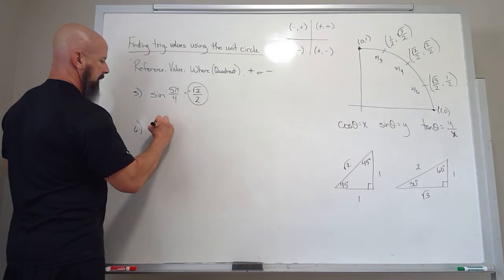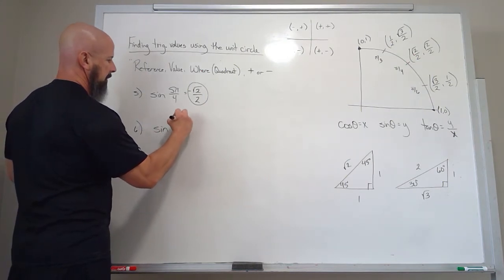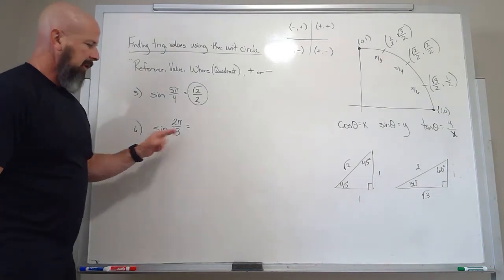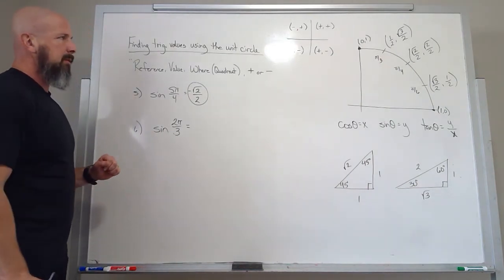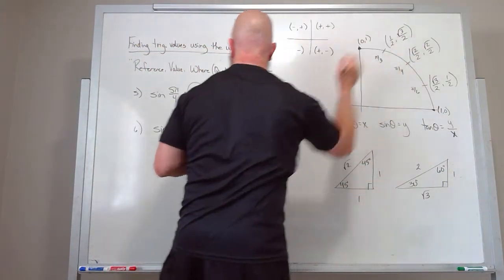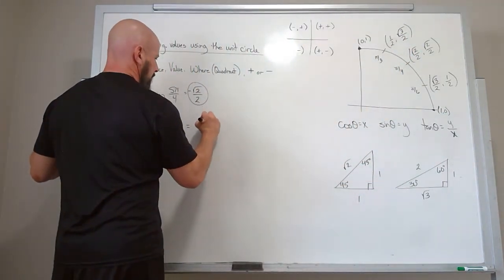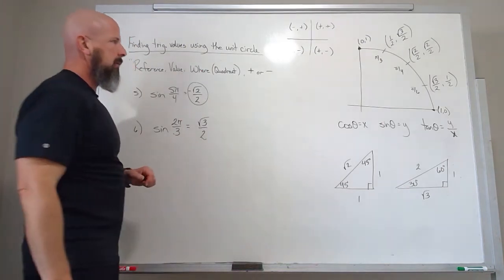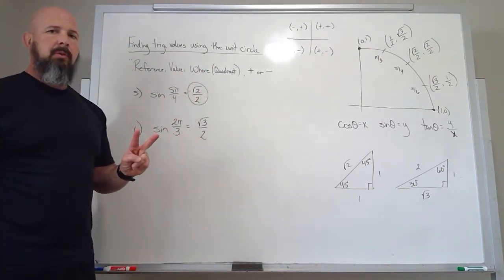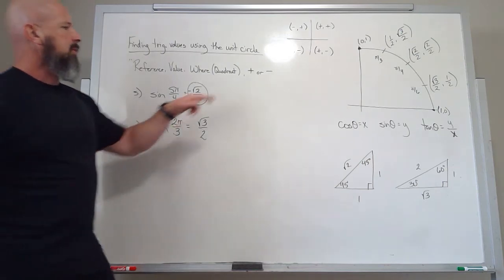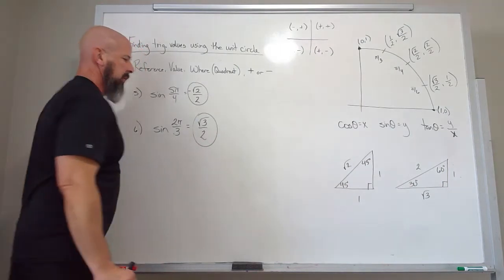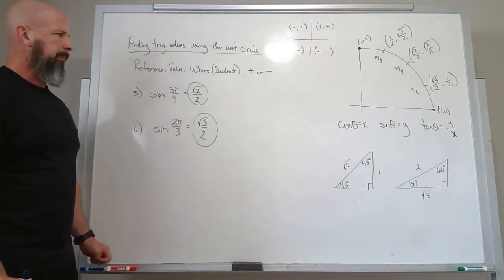Let's go sine of 2 pi thirds. Denominator's key. My reference is pi thirds. Sine of pi thirds, y value, root 3 over 2. Where am I? I'm sitting in quadrant 2 now. Sine, which is y, is positive in quadrant 2, so it's just going to stay there, root 3 over 2.